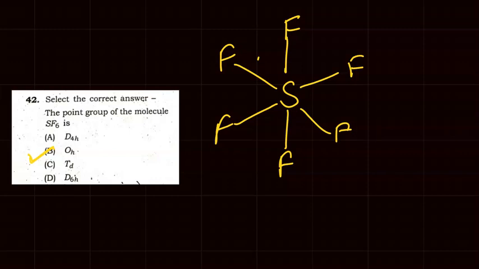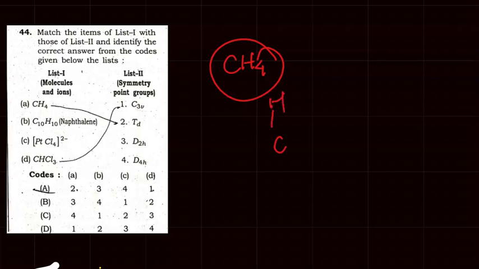Okay. Now the next question that we have is: match the items of list 1 with those of list 2 and identify the correct answer from the codes given below the list. List 1 is given for the molecules and ions, and list 2 is for symmetry point groups. Here molecule A is given as CH4, and we know that CH4 is tetrahedral in nature and this molecule is very symmetrical, so its point group, as you can see, will be tetrahedral. Okay.